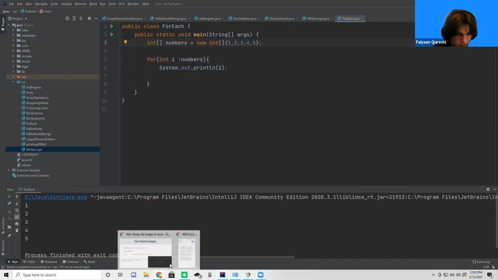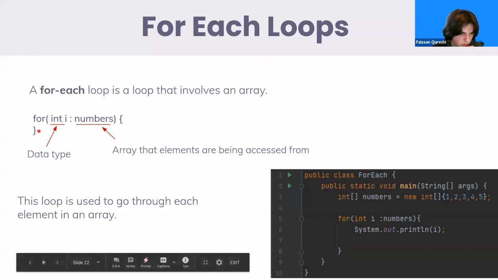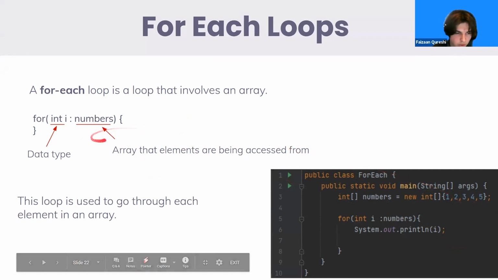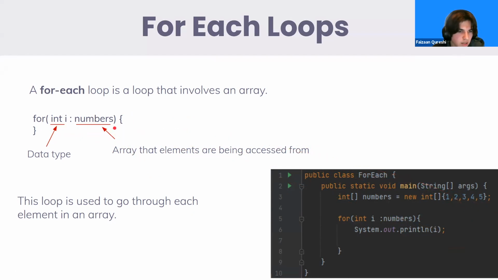I'm going to go back to the slides just to show everyone the syntax. We have our data type and the array that the elements are being accessed from. Each time it goes through the loop, I is set to the value of the element in the array. First it's the first value, then the second value, then the third value. It's going to continue until it's gone through every value in the array. Does that make sense? I just want to see a thumbs up or type yes in the chat.